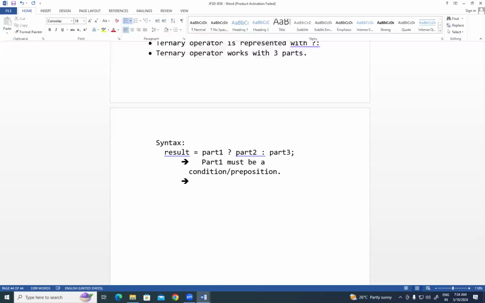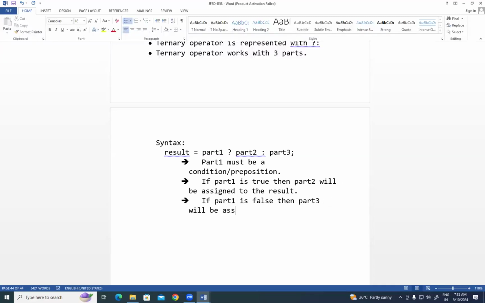Part 1 must be a condition or expression. If part 1 is true, then part 2 will be assigned to the result. If part 1 is false, then part 3 will be assigned to the result. Folks, in online, am I clear?